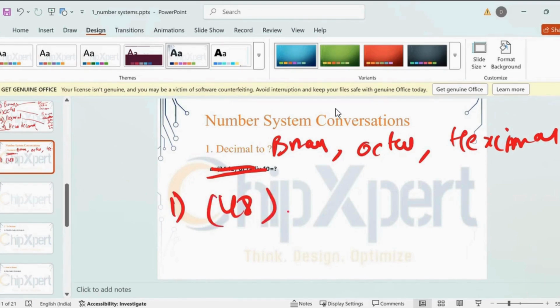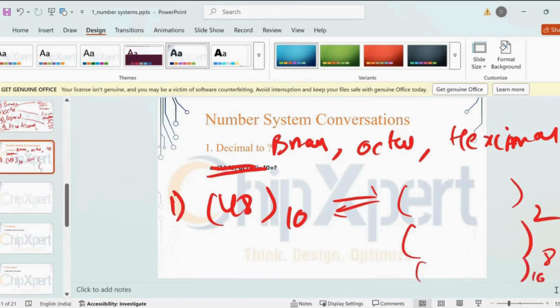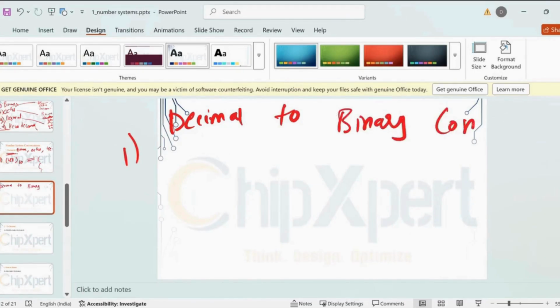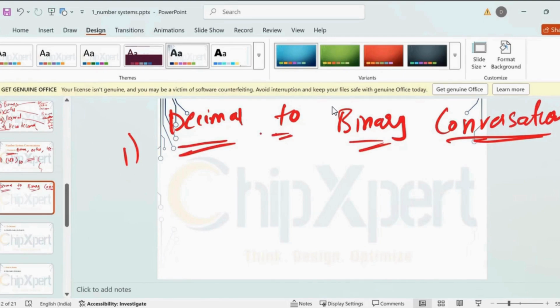Okay, so this is my decimal number. I want to convert this decimal number into binary, octal, and hexadecimal. I want to do these 3 conversions. First we'll go for decimal to binary conversion. My number is 48 in decimal, and I want to convert it into binary.